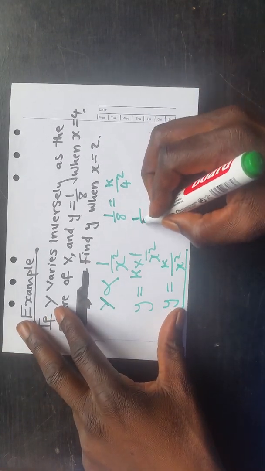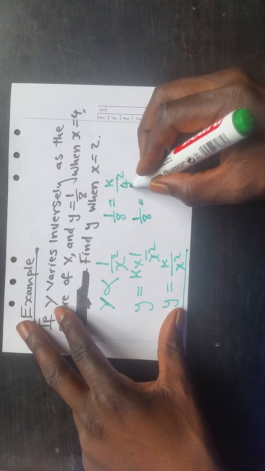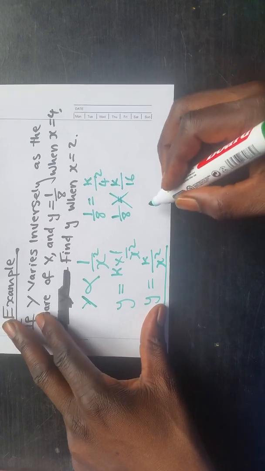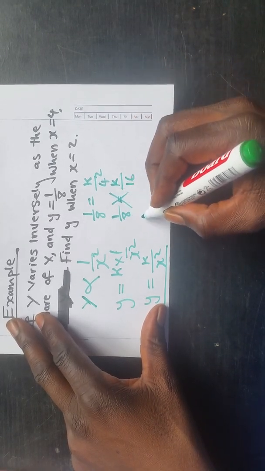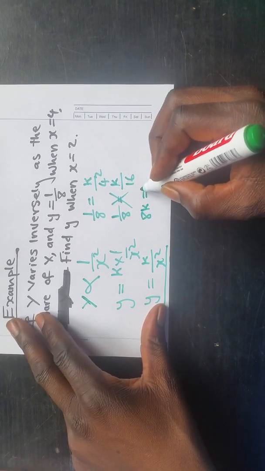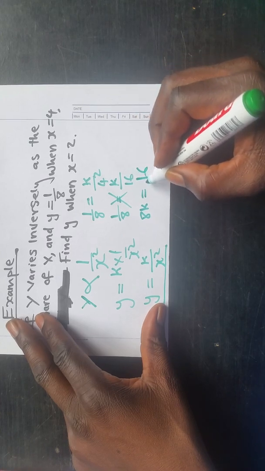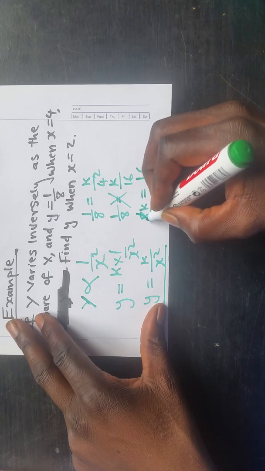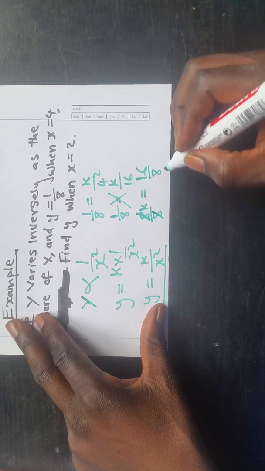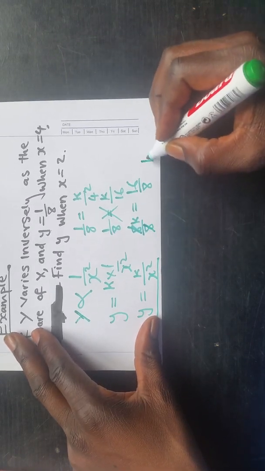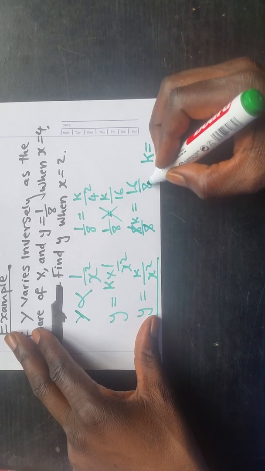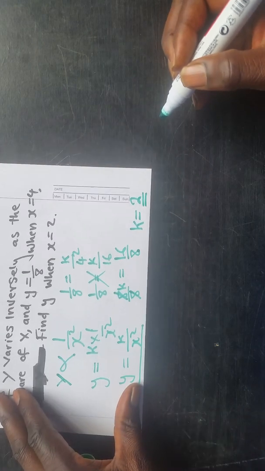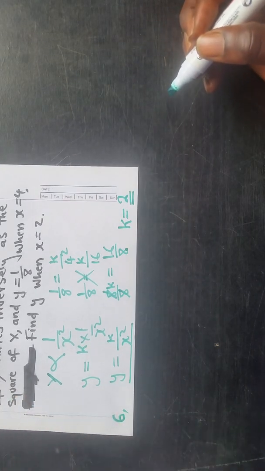So 1 over 8 is equal to k over 16, and then we're just going to do cross multiplication. K times 8 is going to give us 8k is equal to 1 times 16, which gives us 16. Then we divide by 8. The 8 and the 8 will cancel, so that we remain with k, which is equal to how many times 8 goes into 16. It goes there twice. So this is the value of the constant.